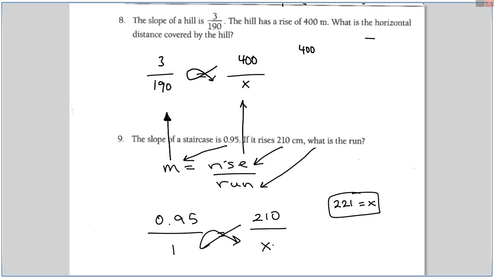So this is what you put in your calculator: 400 times 190 divided by 3. What does that spit out? 25 or something? Something large? 25333.3, and then put the repeater. So it's basically 25,333 meters and another third of a meter.